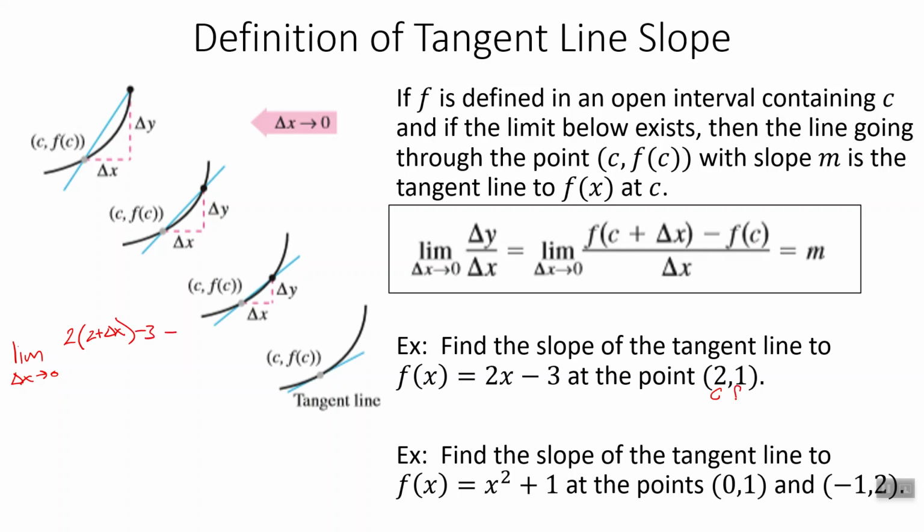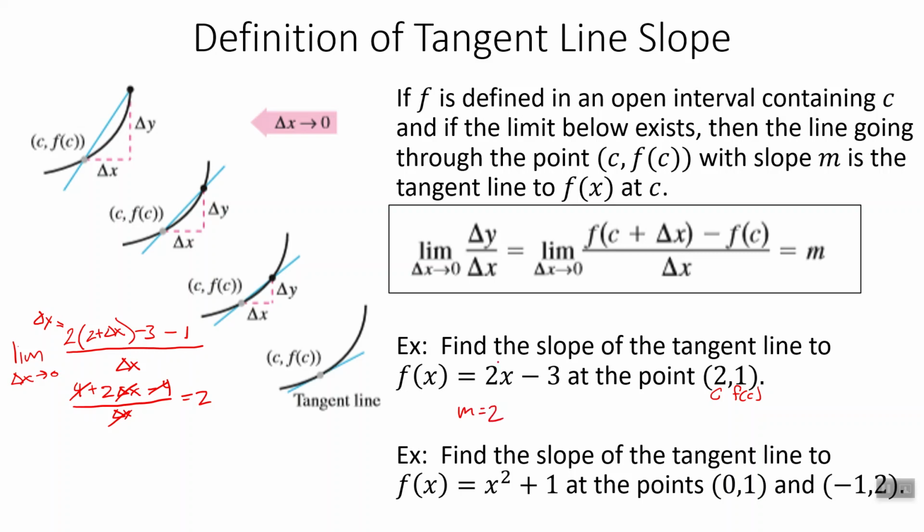f(c), if we plug it in, is 1. So minus 1, all over delta x, which represents the change in y over delta x. Now if we distribute this 2 and simplify, we get 4 plus 2 delta x minus 3 minus 1, so that's minus 4 on top. On the bottom, we still have a delta x. The 4's cancel, so we have 2 delta x over delta x. The delta x's cancel, and we just get 2. So the slope of the tangent line of this curve is just 2. So our m is 2.